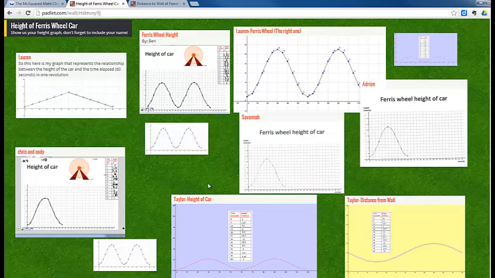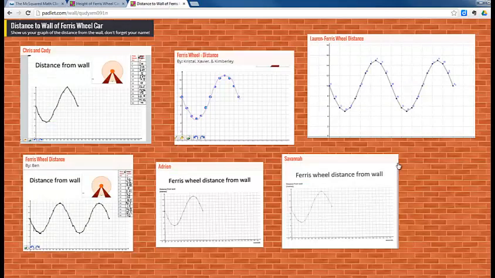I also made the background of the Padlet wall grass to reinforce visually the idea that this was height from the ground. I had them do the same thing with the distance graphs, and they were uploaded to this Padlet wall, the background of which is a wall, to reinforce again the idea that this is a graph of distance from the wall.